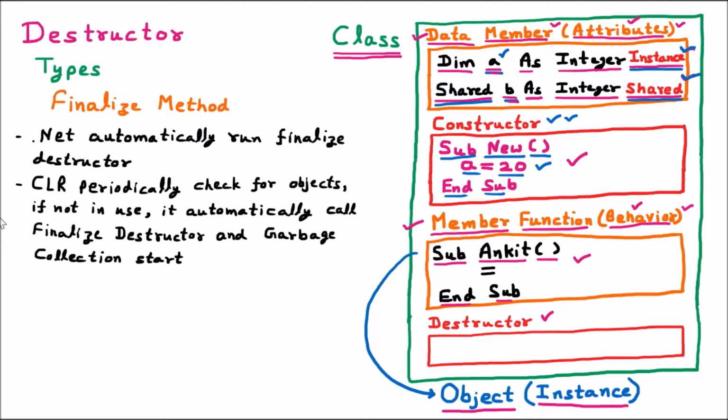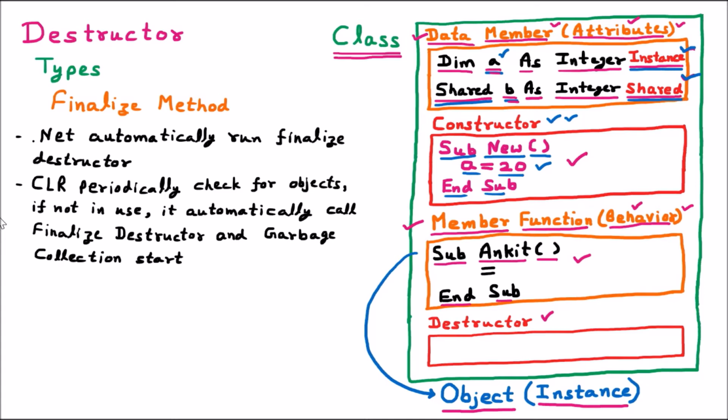And here the important thing is that this finalize destructor is called by .NET automatically. This finalize destructor is automatically called because its code is already available in the .NET environment.